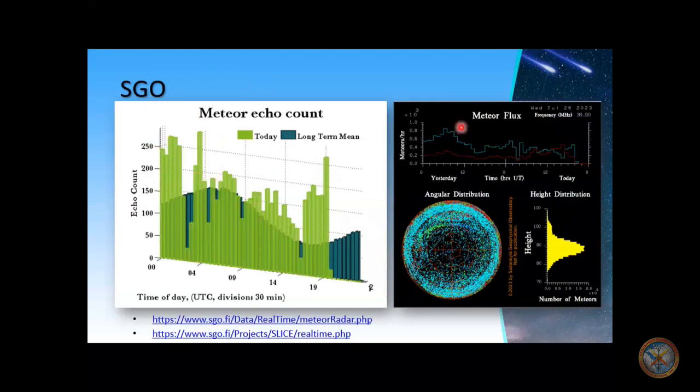Okay, so it gives you this, and it also gives you the number up here. It should be for the same day. It gives you the number of meteors and the height as well, the height distribution and the direction. So that's finding out what's happening at the moment, or at least in the last half hour.